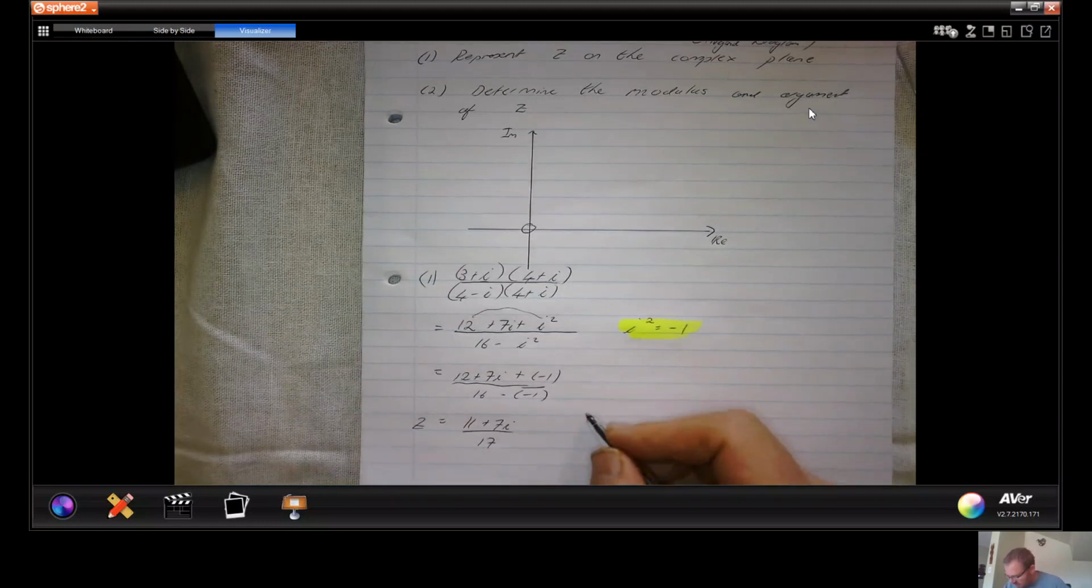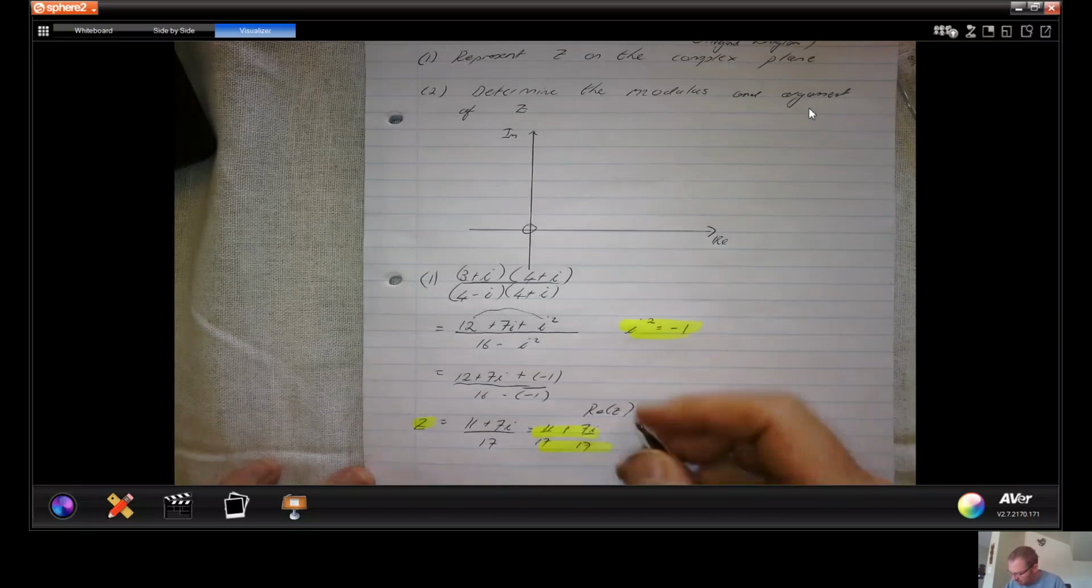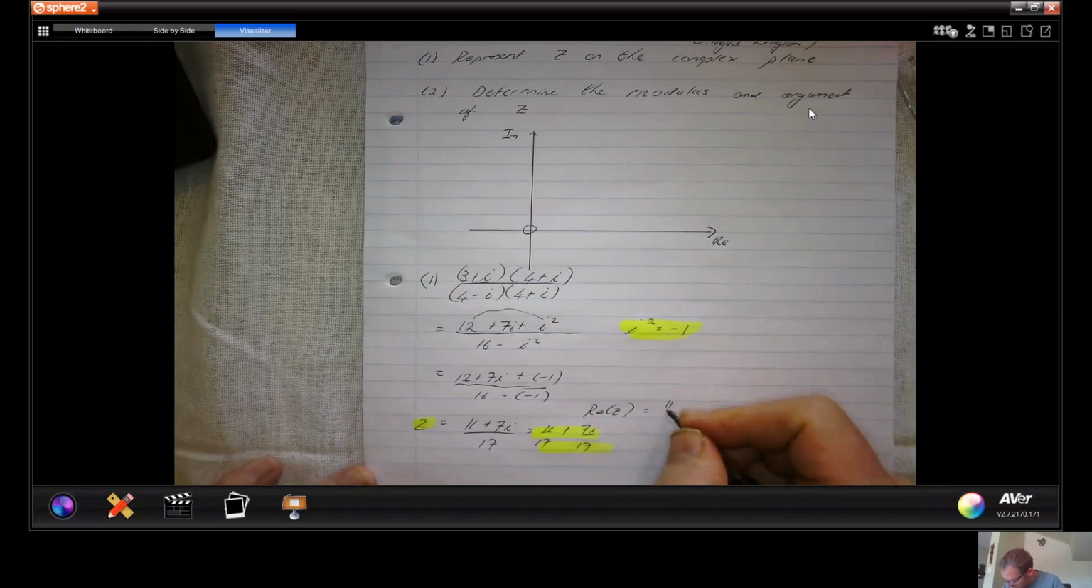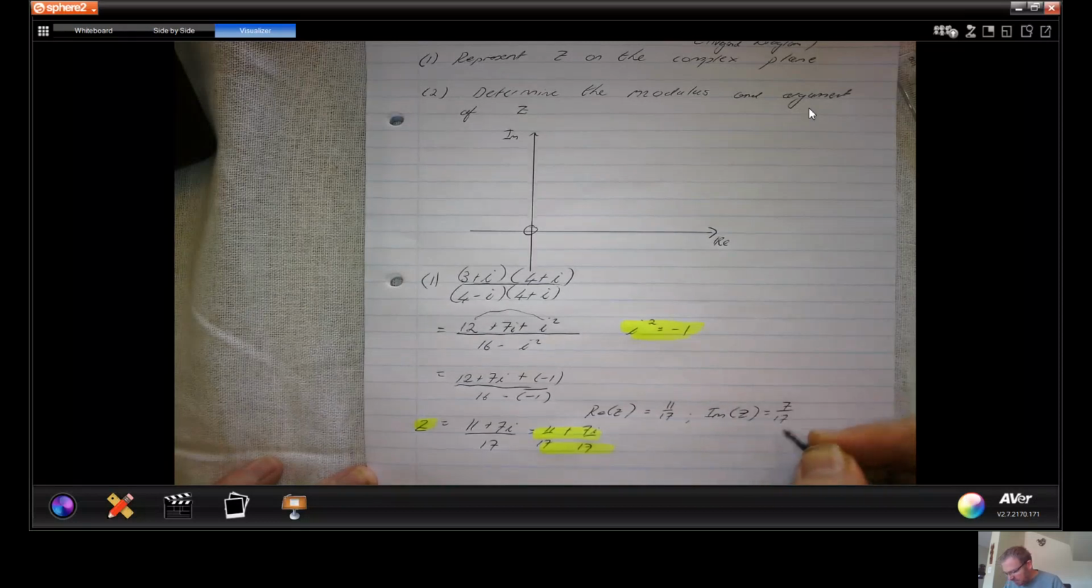So, a bit of ugly numbers, I could write this, remember, as 11 over 17 plus 7i over 17. That's Z. So Z is equal to 11 over 17 plus 7i over 17. So the real part of Z is equal to 11 over 17. And the imaginary part of Z is equal to 7 over 17.